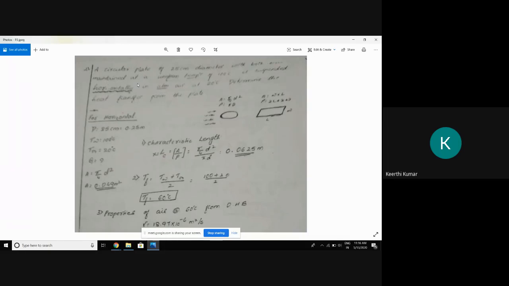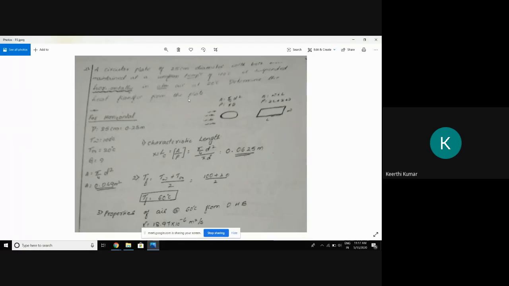Remember this, both sides, at a uniform temperature of 100 degrees centigrade. That means the plate is at 100 degrees centigrade and the plate is circular, suspended horizontally. That plate is kept horizontally and the air is blowing on both the sides, in atmospheric air of 20 degrees centigrade. That means T infinity is 20 degrees, the wall temperature is 100, and the diameter of the disc is 0.25 m, kept horizontally. Air is blowing on both the sides.